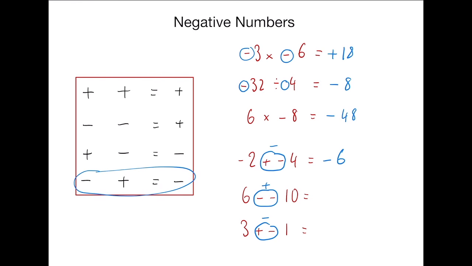6 plus 10, nice and straightforward, is just 16. And then 3, take away 1, is just 2. My biggest tip with negative numbers is just to take it slow and double check everything that you've done, and always remember these 4 rules here.